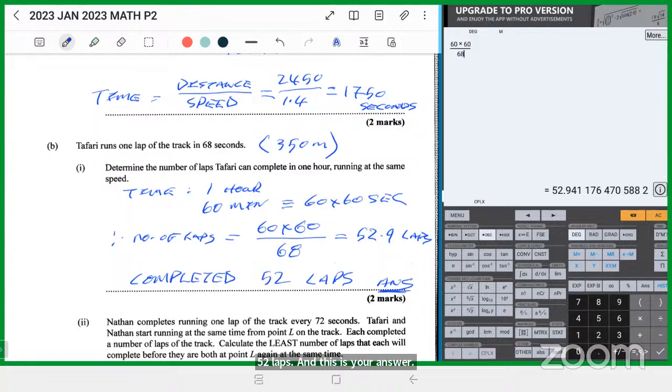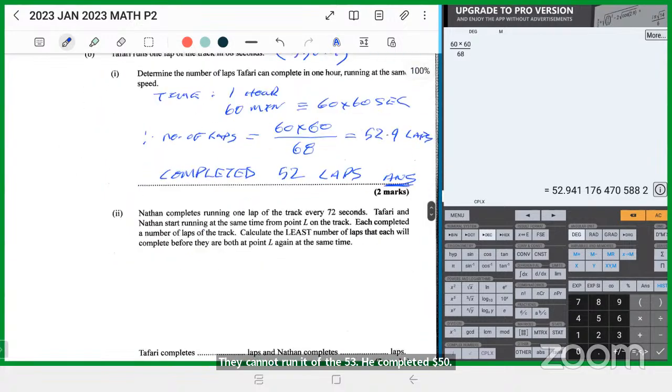And you don't round it up to 53. You have to be smart. Don't round it up to 53 because it's 52.9. You did not actually complete 53 laps. So you cannot round it up to 53. He completed 52 laps. All right.